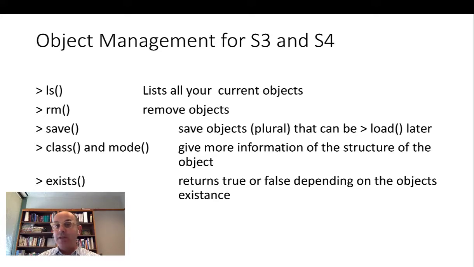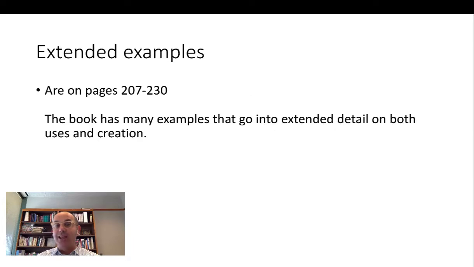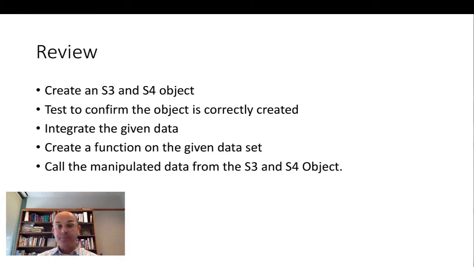So the object management for S3 and S4: ls is called for all your current objects. rm is to remove the object. Save, you can save the object and load it later. Class and module give you more information on the structure of the object, and exists returns true or false depending on the object's existence. Again, all those examples are part of our textbook, pages 107 to 130.